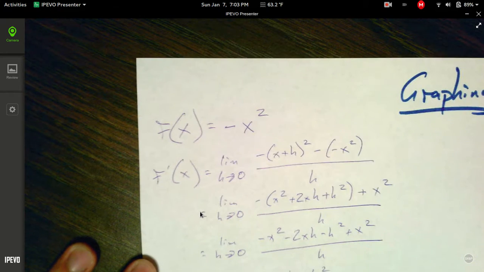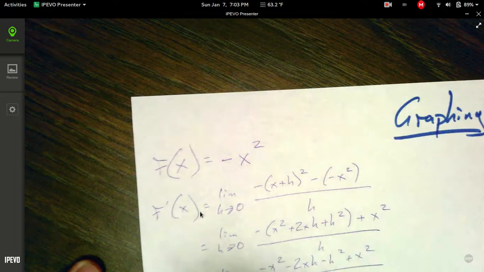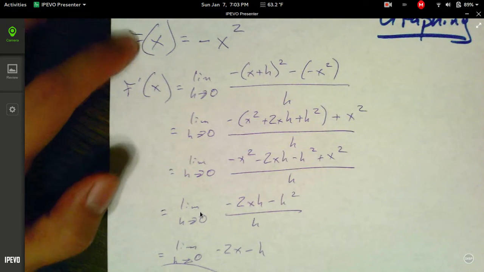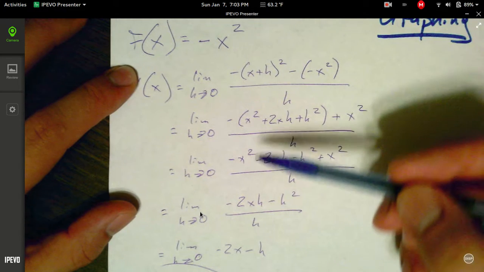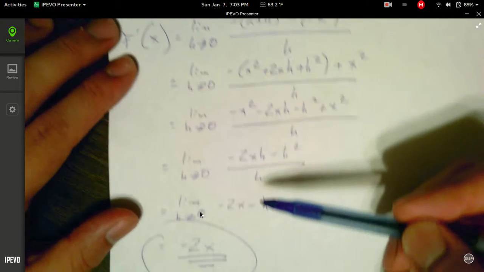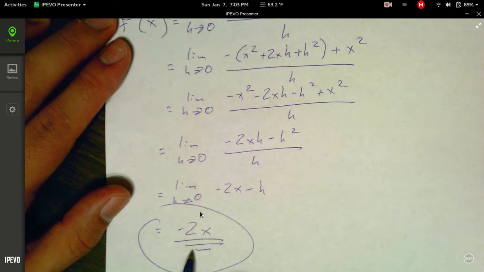If you have some blank paper or the back side of the note packet I gave you, I want you to actually try finding this. It's a good warm-up to get used to it. I have all of the steps written out here. So f of x equal to negative x squared. I go through all of the steps right here for you, get to the very end, and then I apply the limit, and I end up with the derivative of negative 2x. So f prime of x is equal to negative 2x.